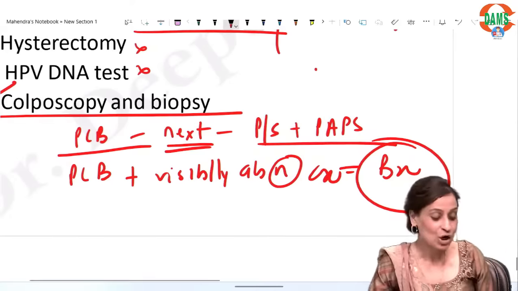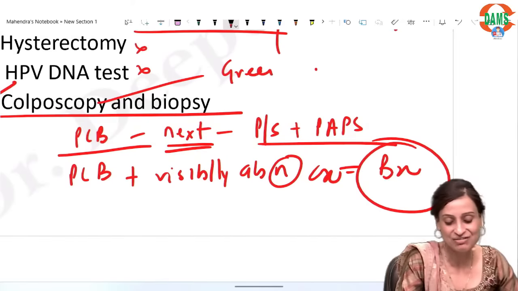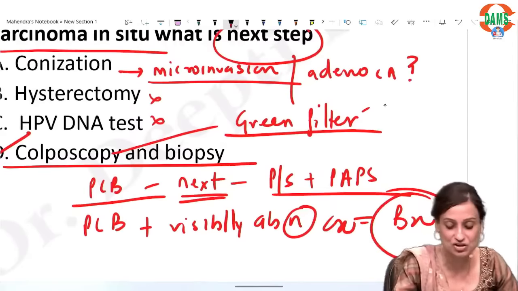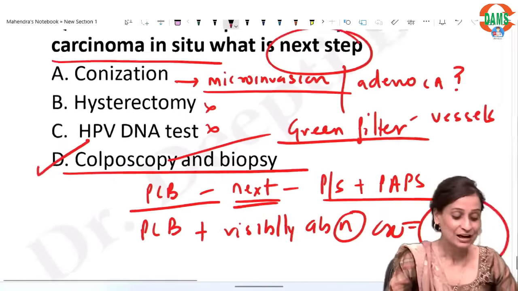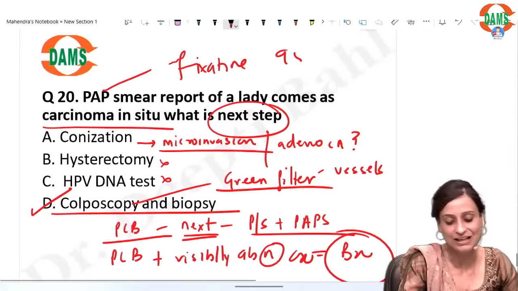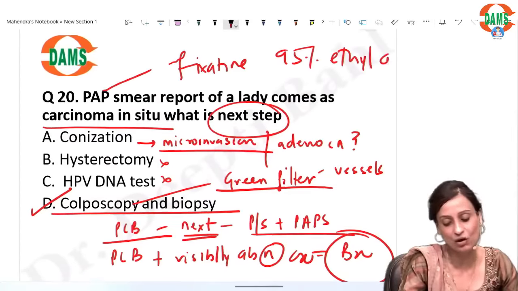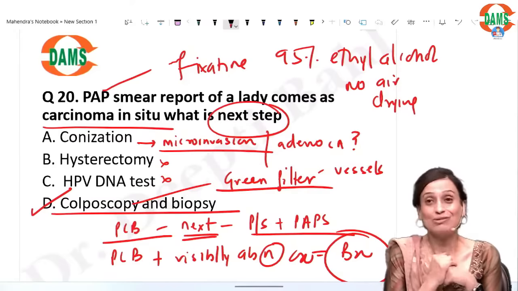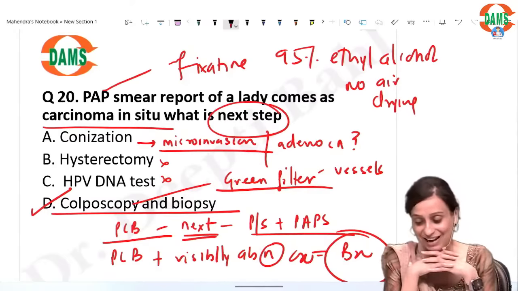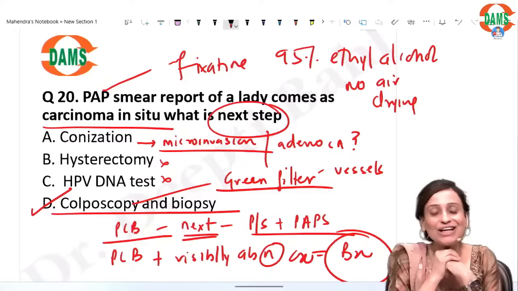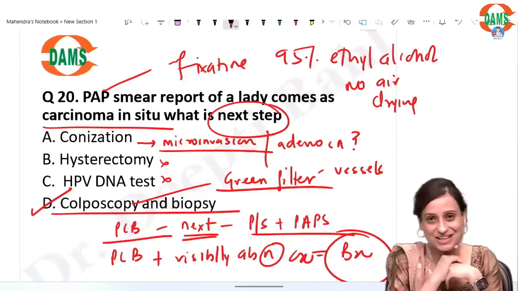So remember these things. Also remember about the green filter in the colposcope, which is used to look for vessels. Remember about the fixative of pap smear, right? 95% ethyl alcohol. Please remember, no air drying, right? So those are some of the other important PYQs that have been asked, okay? So perfect. And that comes to the end of our predictor series for obs and gyne.